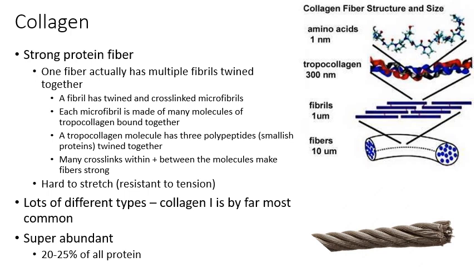You actually have a lot of different types of collagen fibers, depending on how you arrange the tropocollagen molecules. You can get different fibers out of it, but collagen 1 is by far the most common type of collagen fiber. In fact, it's the most common type of protein fiber overall, and one of the most common proteins in your whole body. Collagen accounts for 20 to 25% of all of the protein in your body, well, collagen 1 specifically.